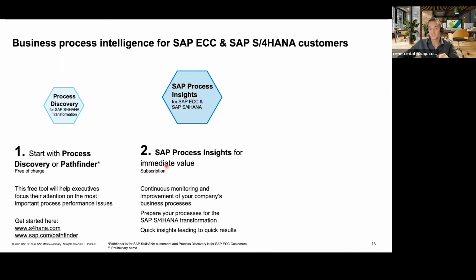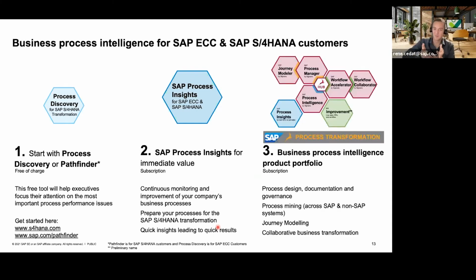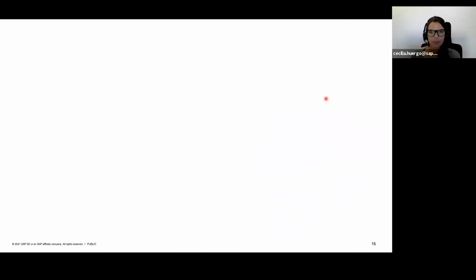So once again, what Process Insights does that process discovery doesn't do: first, continuous monitoring, where your figures get updated every day. And also you're able to identify the root cause and fix some of these issues out of the box. And then if you want, you can even go for what we call the full-blown process transformation, with the capability to do process mining, to model new processes, and so on. And also the idea of fixing the issue in a very simple way through BPI improvement, which is completely enabled by BTP.